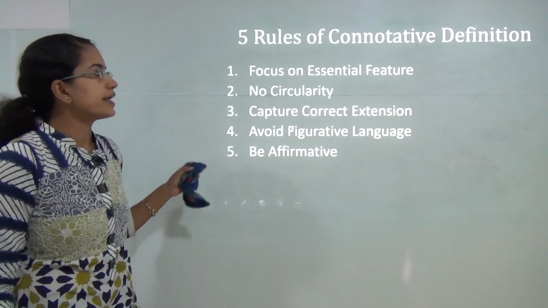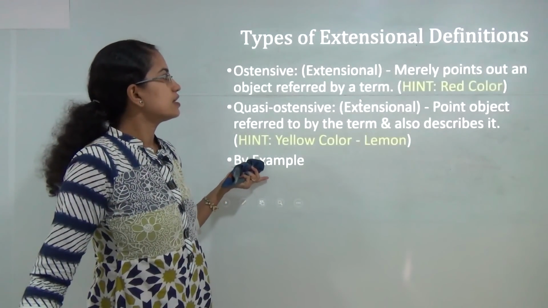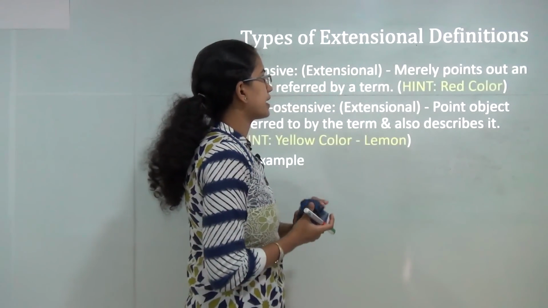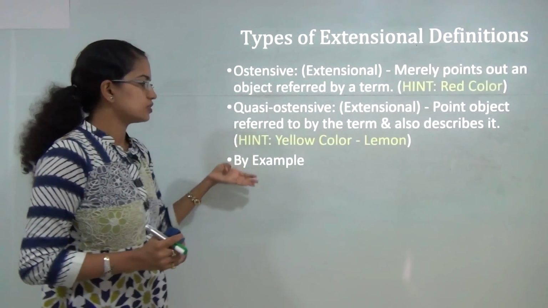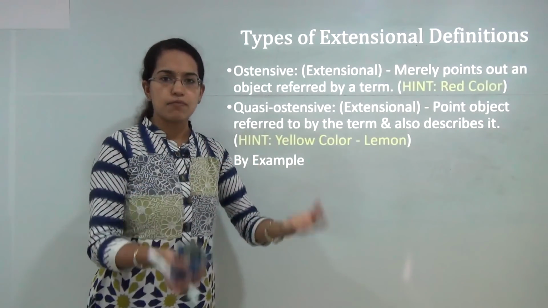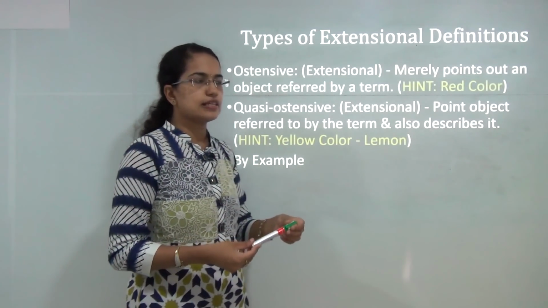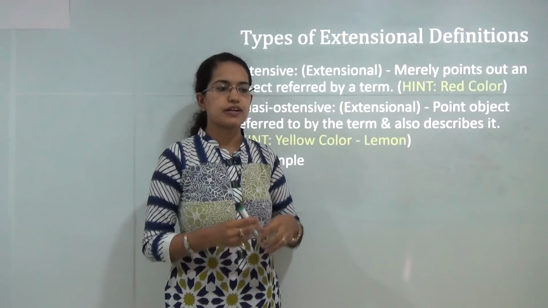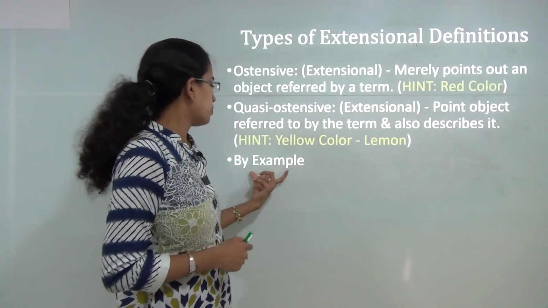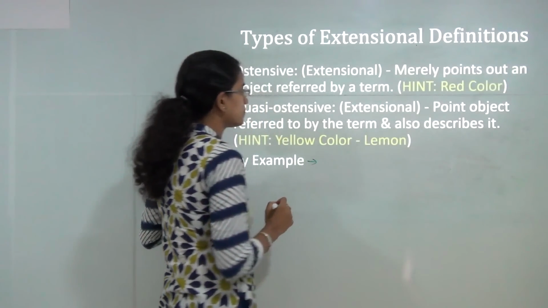Now let's move on and understand the types of denotative and connotative definitions. When I talk about extensional definitions, I can divide them into 3 types. The first is when I give an example of something. When I am trying to explain a pen, I give an example of a specific pen, say a Parker. So here you substitute it by means of an example.